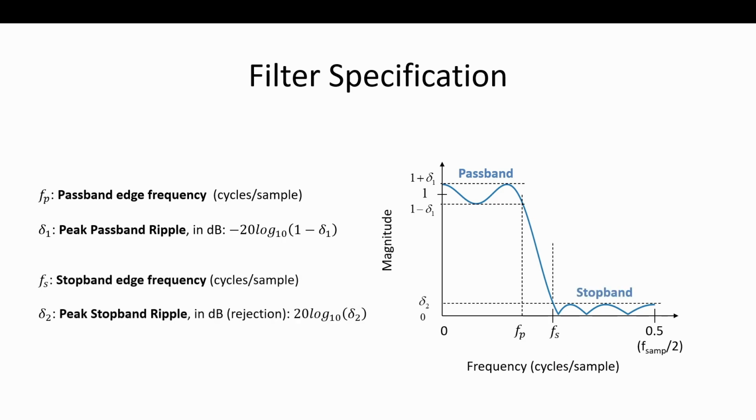And similarly, there's a stop band. So we define a stop band, and I'm showing it going from 0 to 0.5. What you're seeing there is a common representation of frequencies. It's the normalized frequency, where you divide the frequency by the sampling rate.